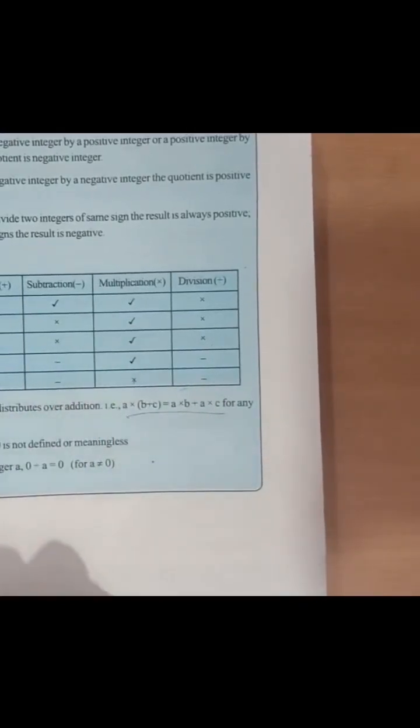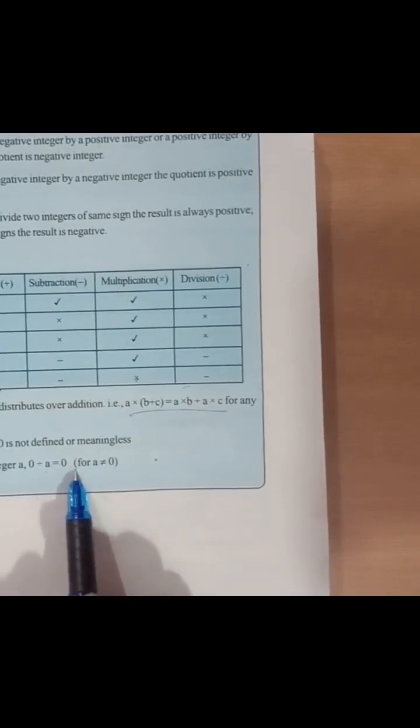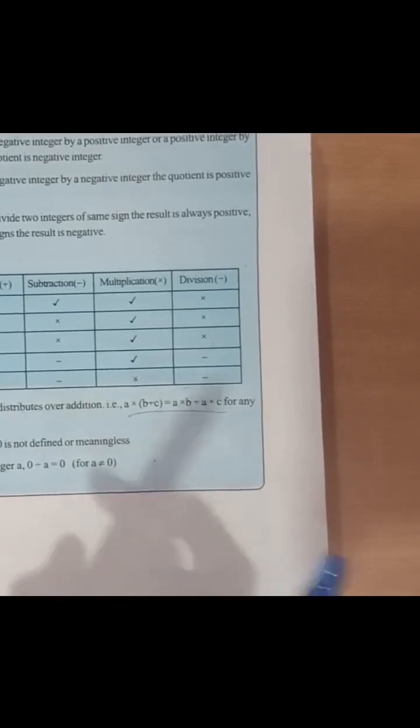Next one is the eighth one. For any integer A, A divided by 0 is not defined or meaningless. For any non-zero integer, 0 divided by anything is 0, where A is not equal to 0. And the third point is division by 1: A divided by 1 is equal to A only. These are all very important points.